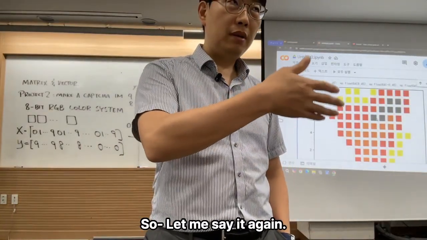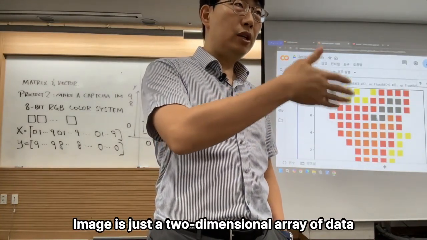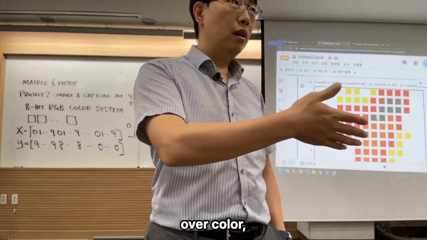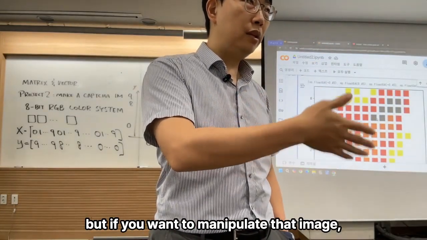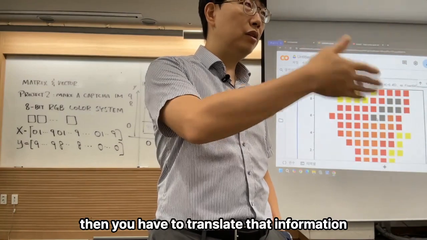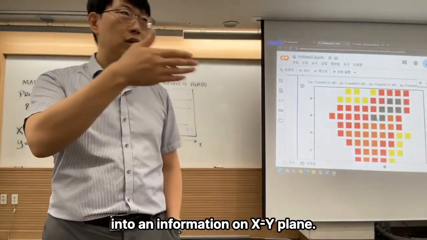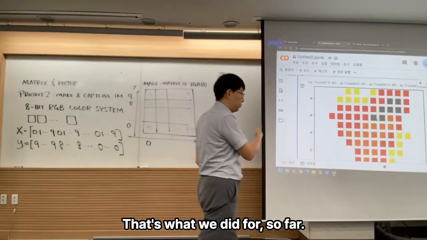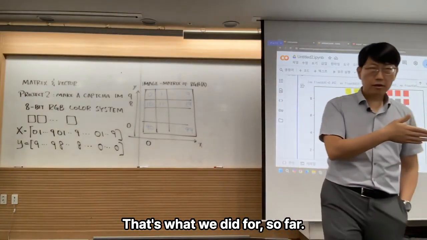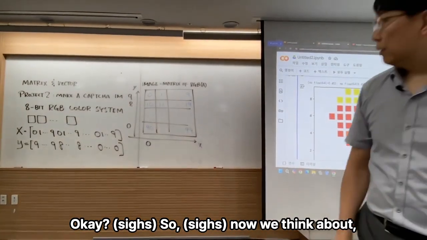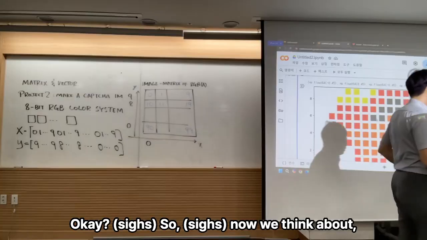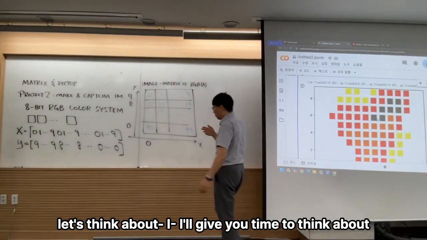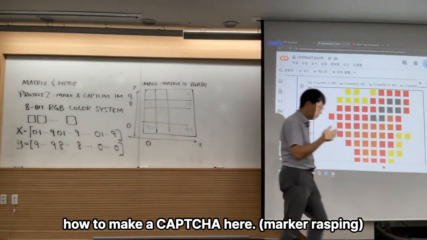So let me say it again. An image is just a two-dimensional array of color data, but if you want to manipulate that image, then you have to translate that information into information on the XY plane. That's what we did so far. Okay? So now let's think about, I'll give you time to think about how to make a captcha here.